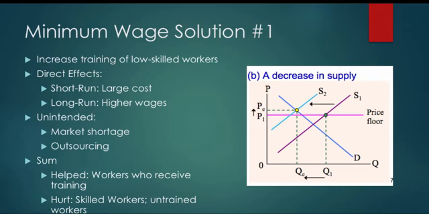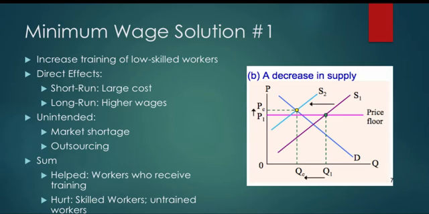In summary, those who are helped are going to be the workers who receive the training. Because they're going to have better training, they're less likely to get unemployed, they're less likely for their jobs to move to another country, and they're going to earn higher wages now that their human capital is going to justify additional revenue for wherever they're working.